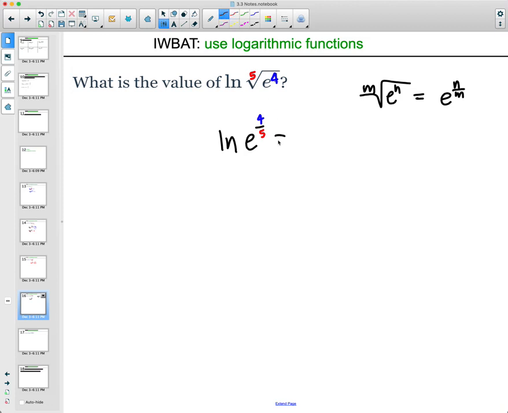And then we know that the natural log has a base e, so this natural log and this exponential base e cancel, and so we get back 4/5.